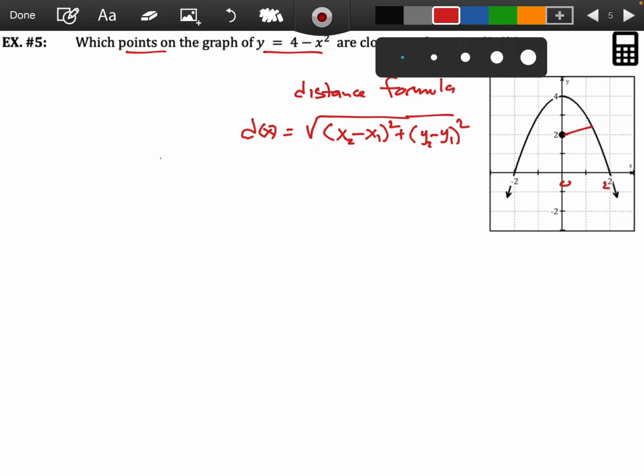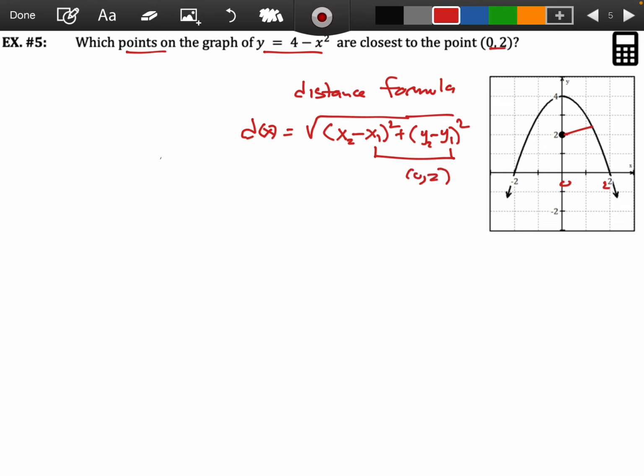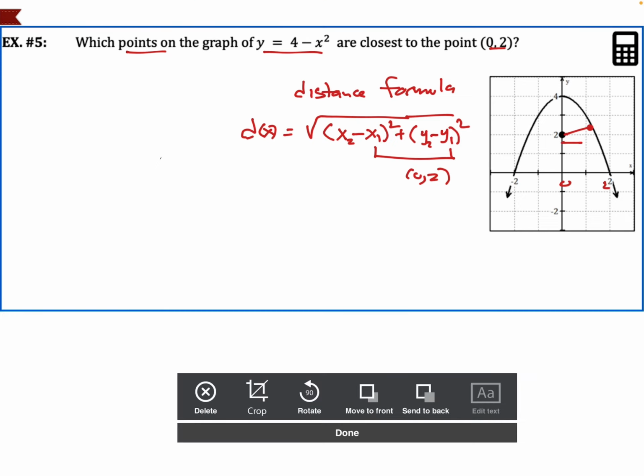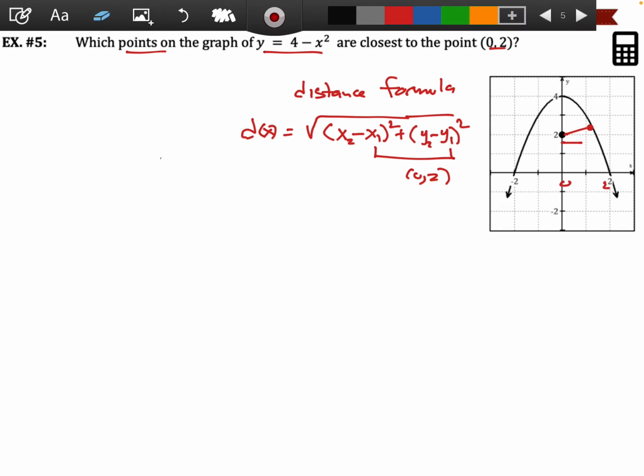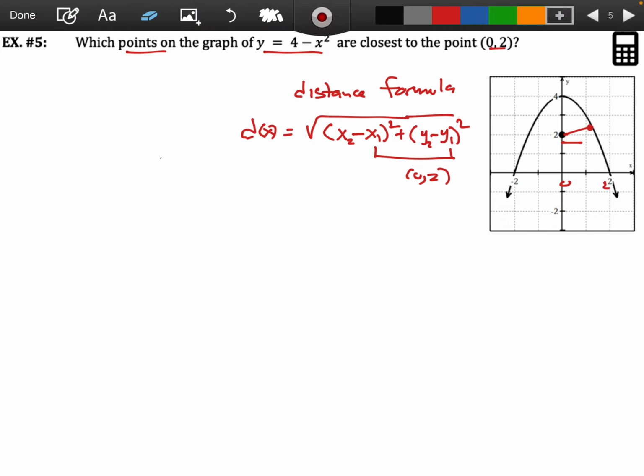Now, if we look at this, you're asking yourself, what's my x1 and what's my y1? That's just going to be that first point. And what's your x value? Well, the distance you travel for x. That's going to be our x2, wherever that is. It just depends on the point. It could be that one, it could be that one, and so forth.